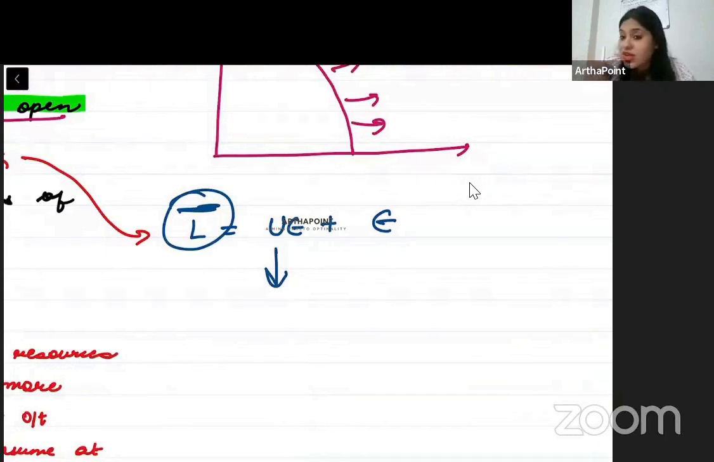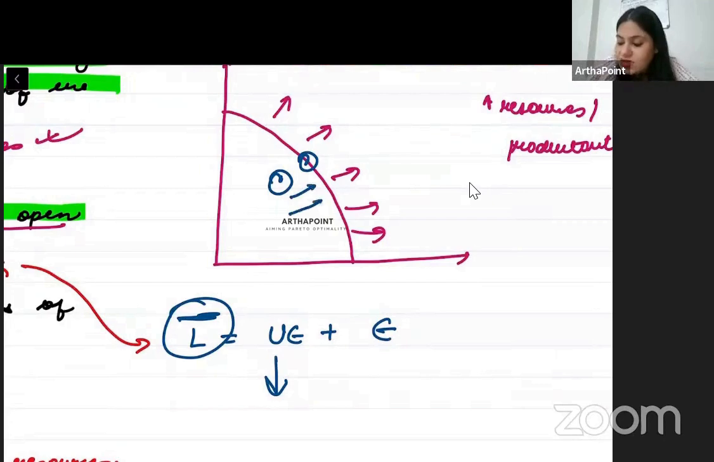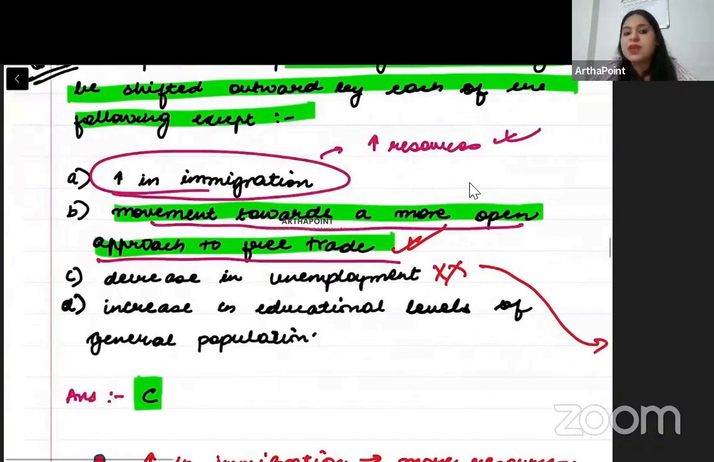Whether I fully utilize them or not will determine whether I am inside my PPC or on the PPC. It will not shift my PPC. It will just tell me whether I am fully utilizing the resources or not. So it can lead to a movement from inside to on the PPC. But it cannot shift my PPC because there was neither an increase in the resources nor in the productivity of the people.